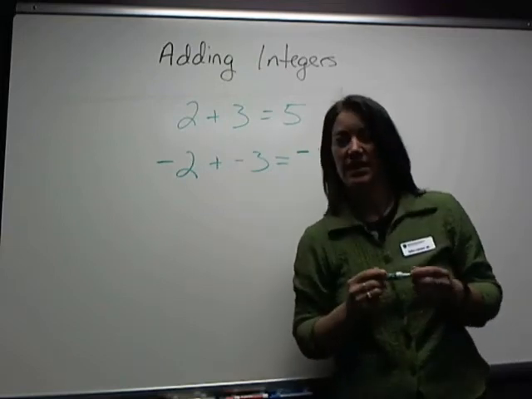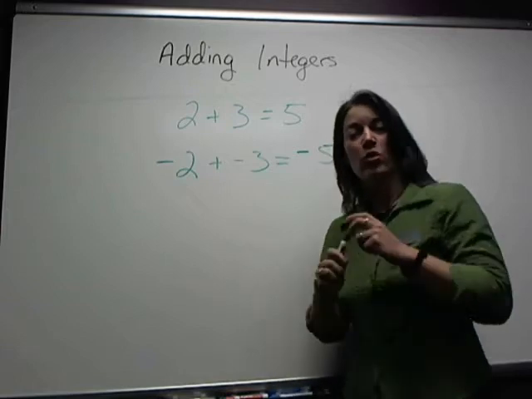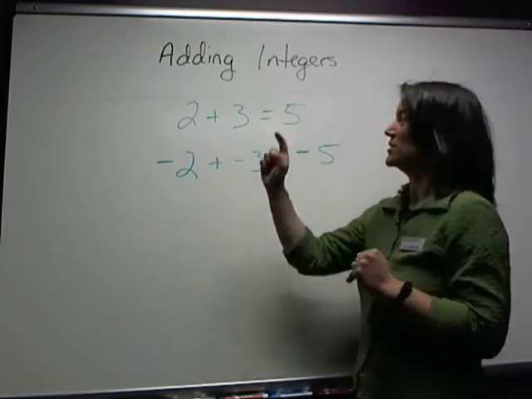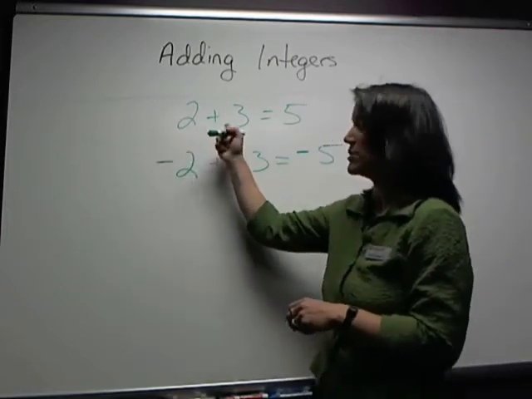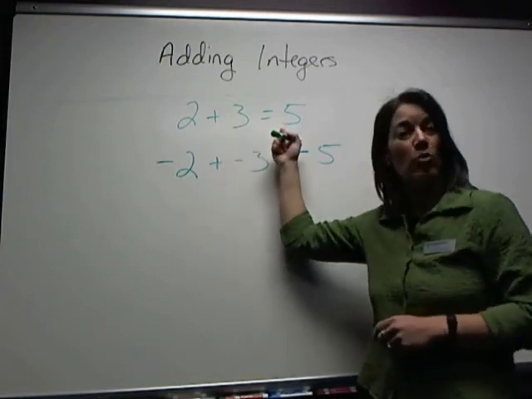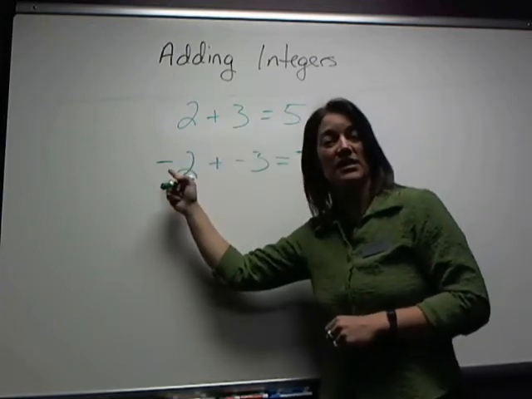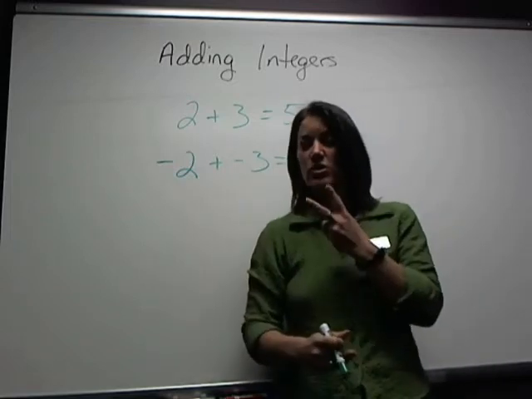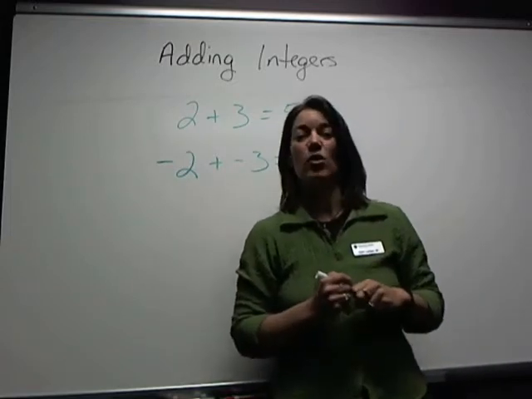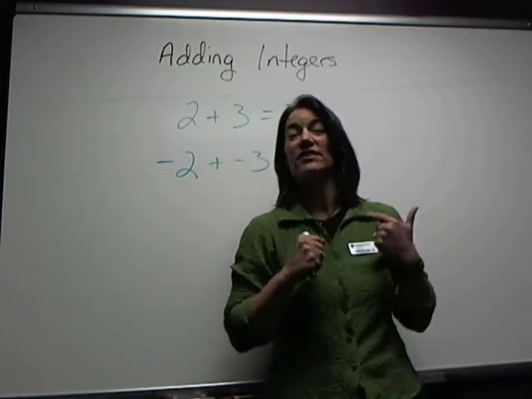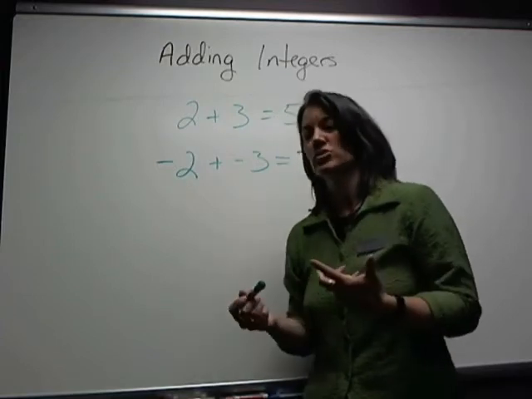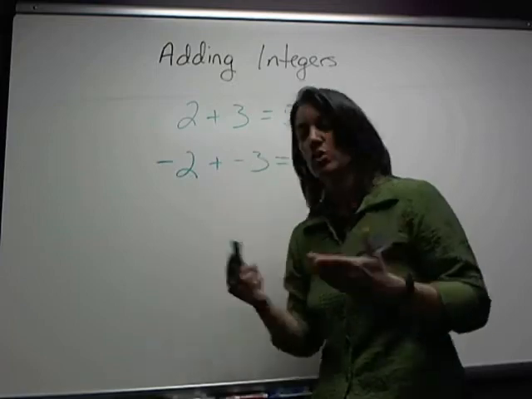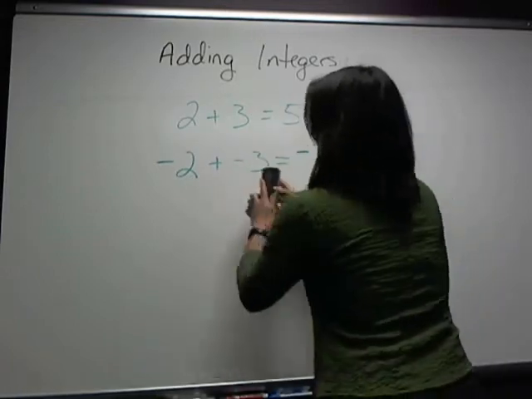result is also negative. So one of our two rules for adding integers is that if I have a positive plus a positive, it's going to give me more positive. If I have a negative plus a negative, it'll be more negative. So if I'm adding two numbers with the same sign, we add the numbers and keep the sign. So what happens if I'm adding numbers that don't have the same sign?